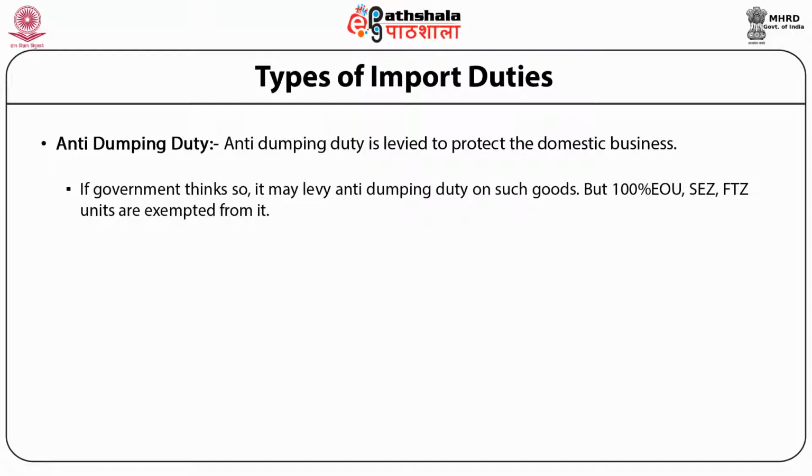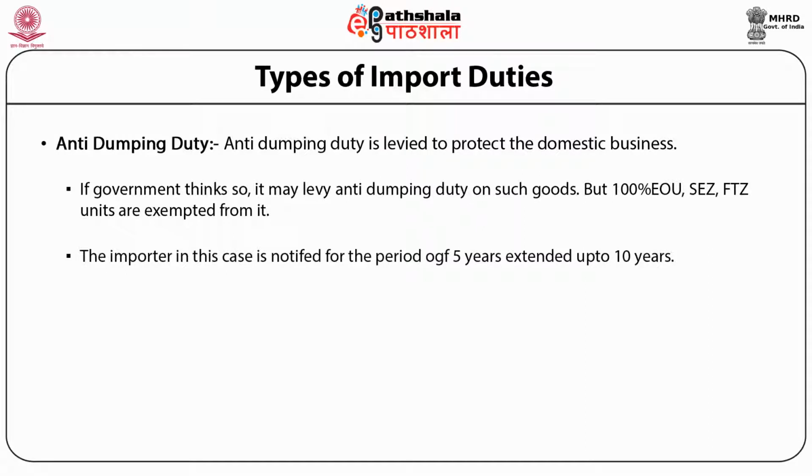But 100% EOUs, SEZs or FTZs units are exempted from it. The duty cannot exceed the difference between the market price and the price, that is, the margin of dumping. The importer in this case is notified for a period of 5 years, extended up to 10 years.